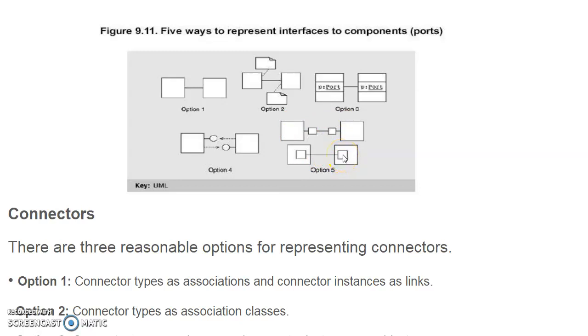Next one is connectors. There are three reasonable options for representing connectors. The first one is connector types as associations and connector instances as links. The second option is to use connector types as association classes. The third is connector types as classes and connector instances as objects.